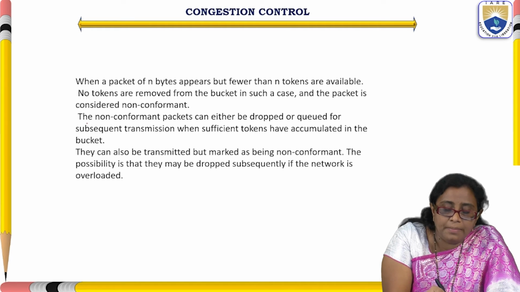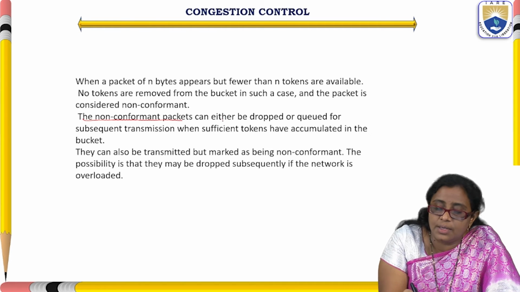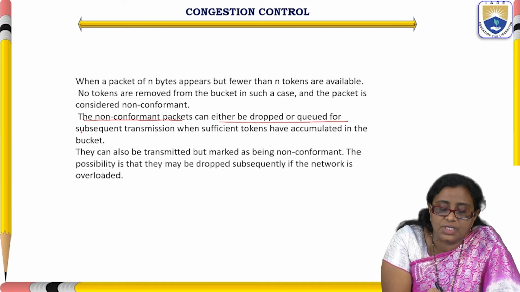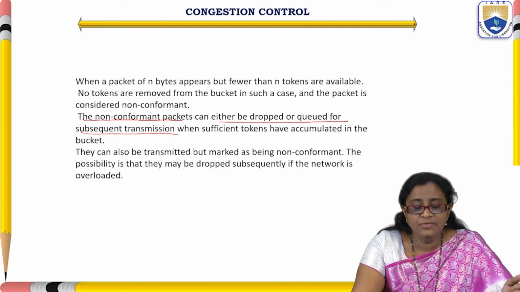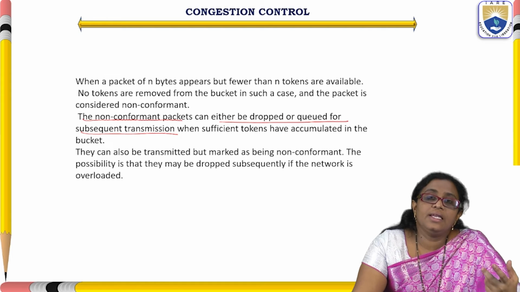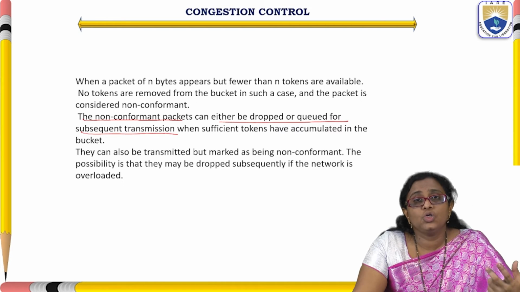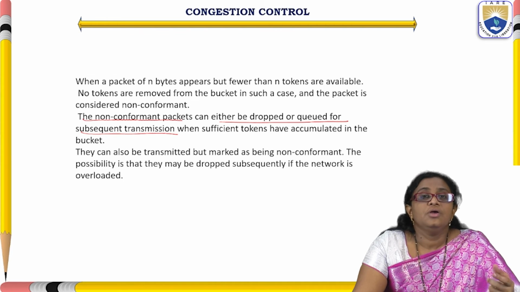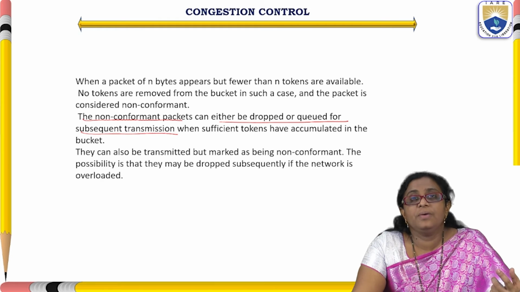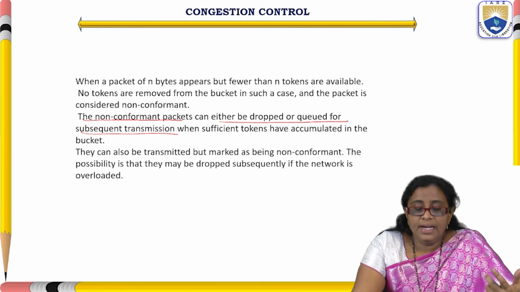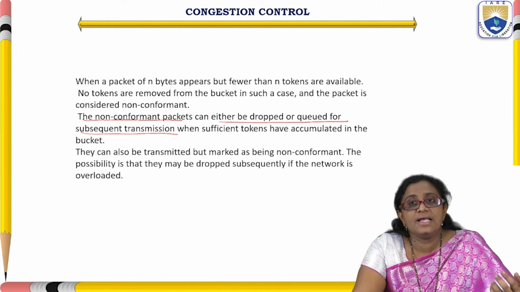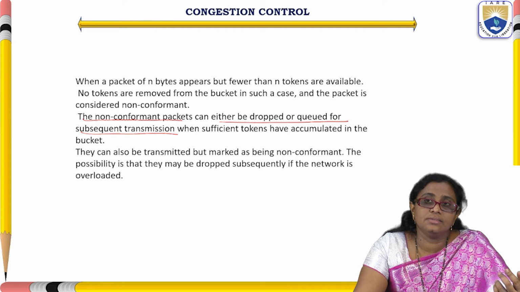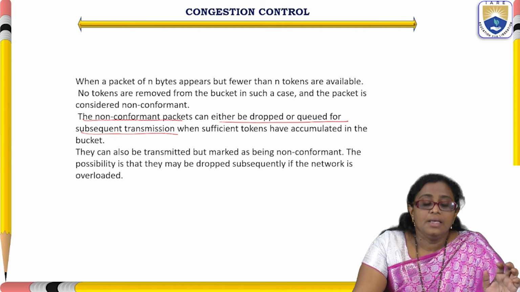Non-conformant means the packets can either be dropped or queued for a subsequent transmission. As I already explained, whenever a bucket receives tokens at the rate of 1 bit per second, or 1 data rate per second, the packets may either be dropped or queued for subsequent transmission when sufficient tokens have accumulated in that bucket.